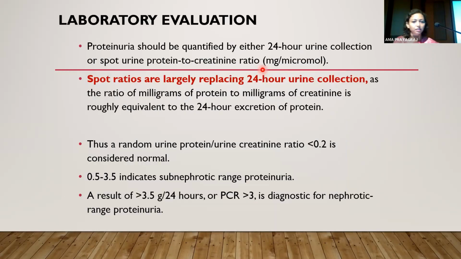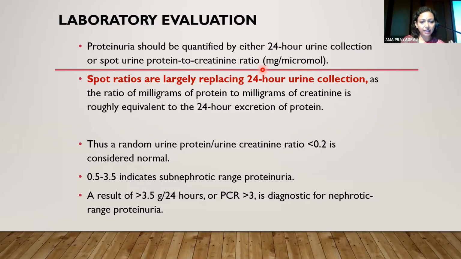Now, another important laboratory test is the 24-hour urinary quantification for protein. And this test has largely been replaced by the spot urine protein to creatinine ratio. Why? Because a 24-hour urine collection is a very cumbersome procedure. We need to collect sample for 24 hours. We ask the patient to collect the urine specimen in a big container from 8 a.m. on the first day to 8 a.m. on the next day. So that's a very cumbersome procedure that has largely been replaced by the spot protein to creatinine ratios.